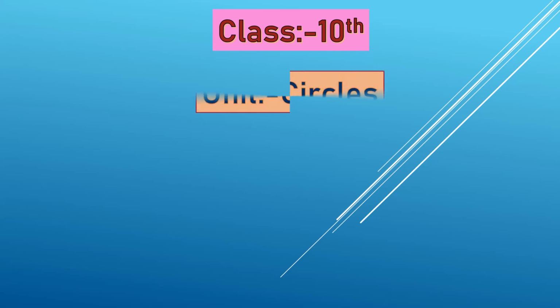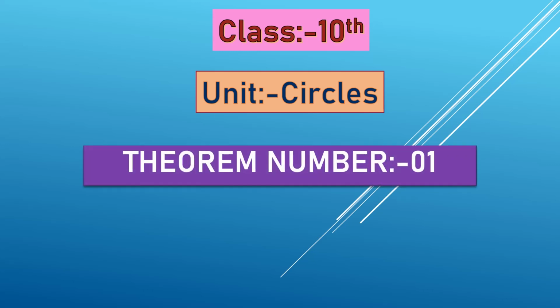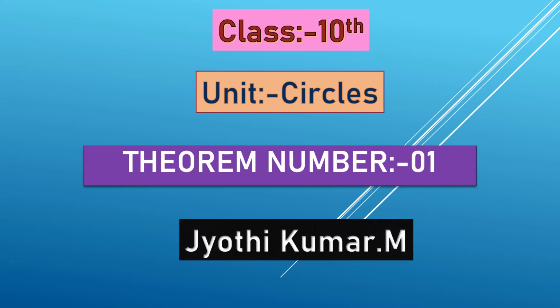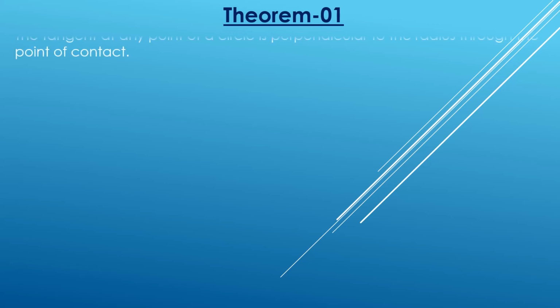In this video, we are going to learn how to prove the first theorem from the circles chapter. Let us move on to the statement of the first theorem from the circles chapter. The statement is like this: the tangent at any point of a circle is perpendicular to the radius through the point of contact.